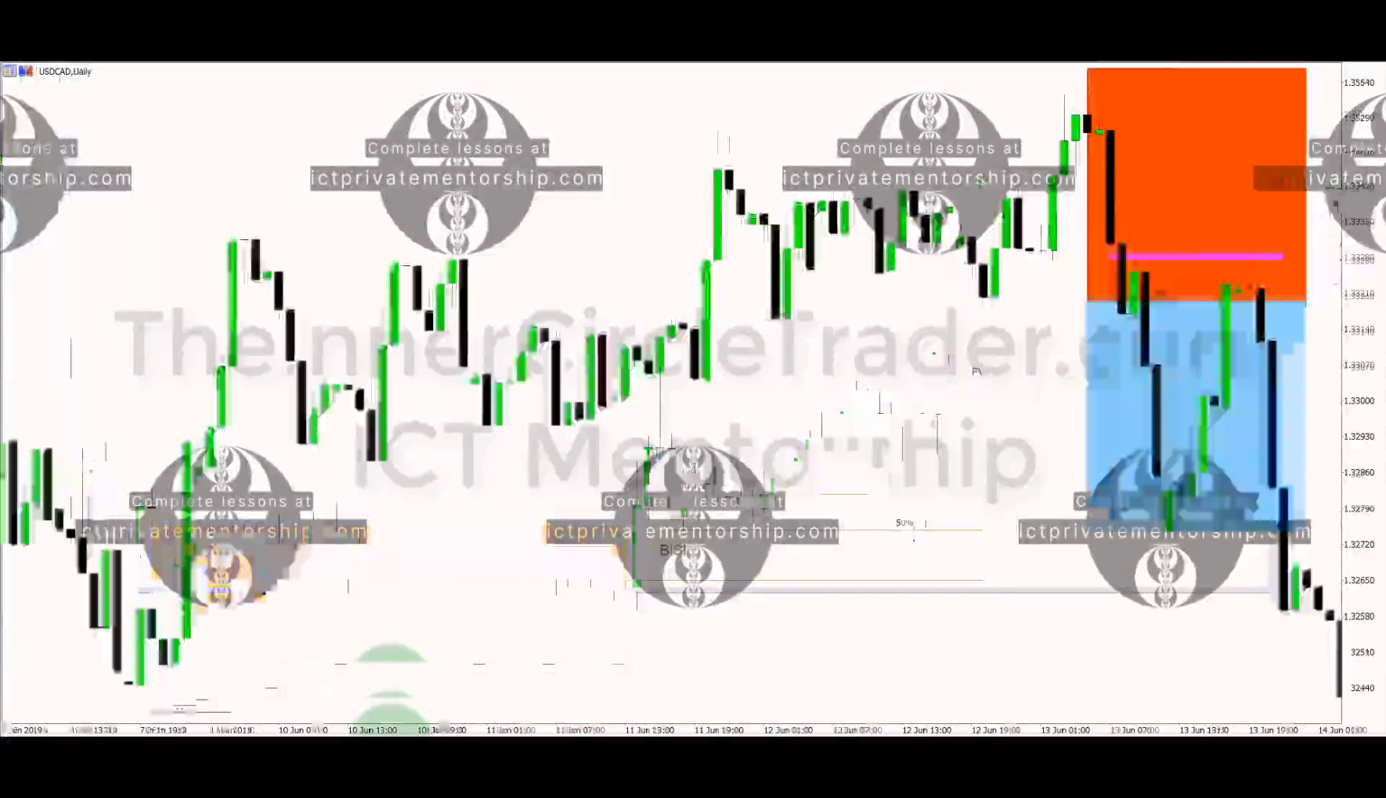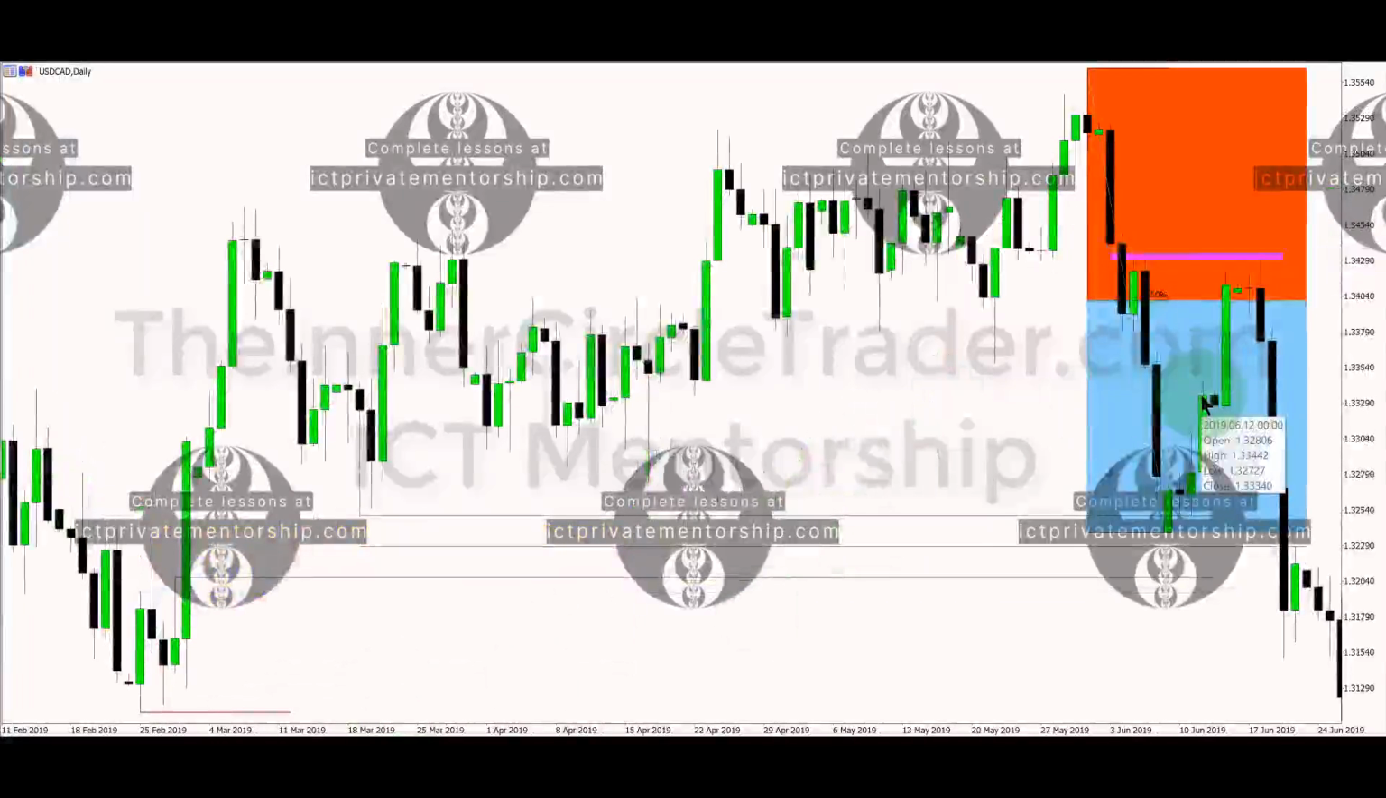Now notice also, here's the 12th, here's the 13th. You're buying it down here in the wick, low. Closing in all of the buy side delivery, sell side has now been offered on the next day.